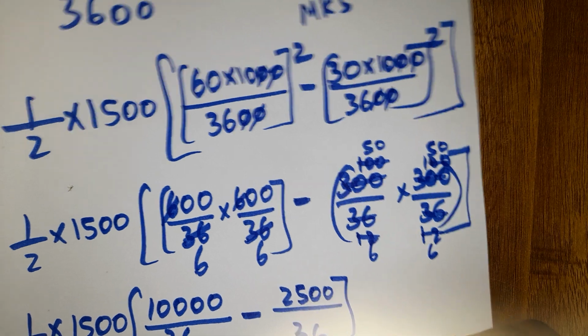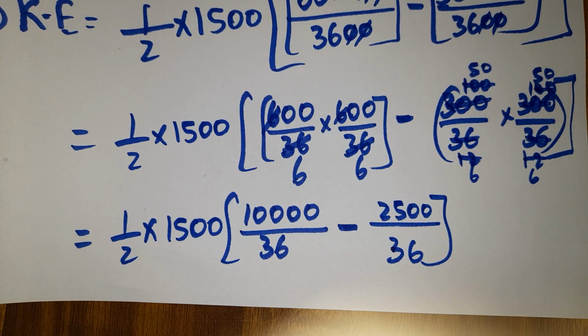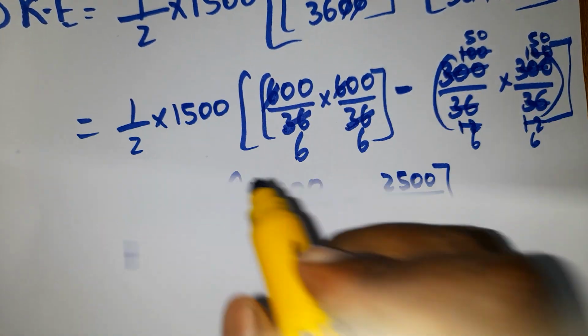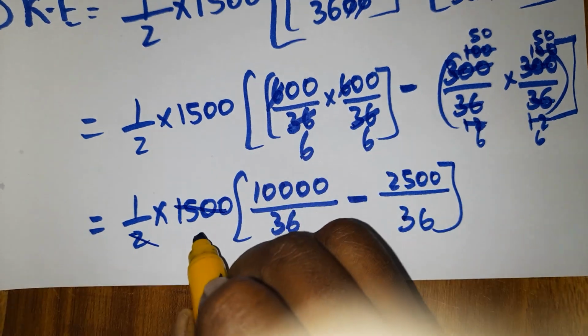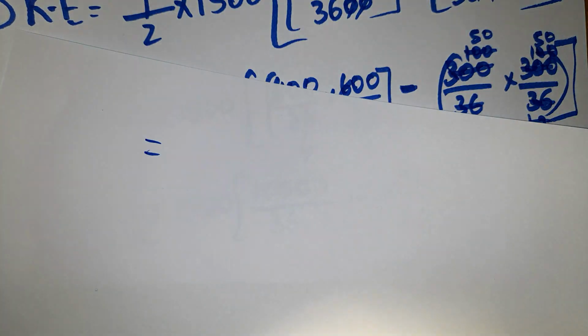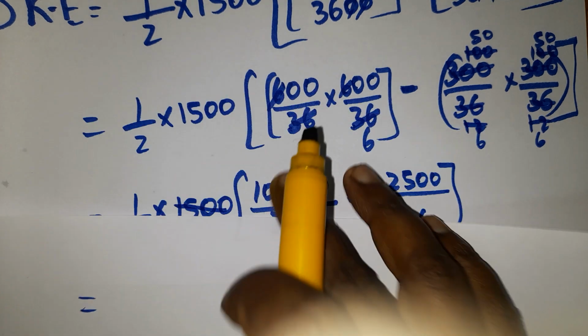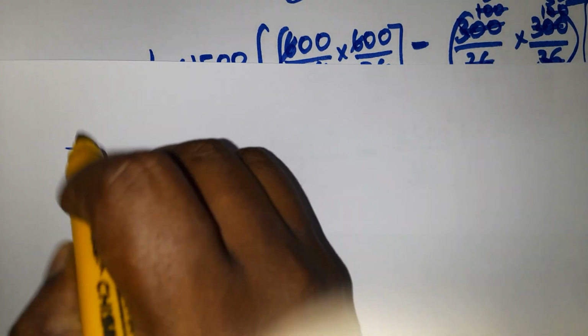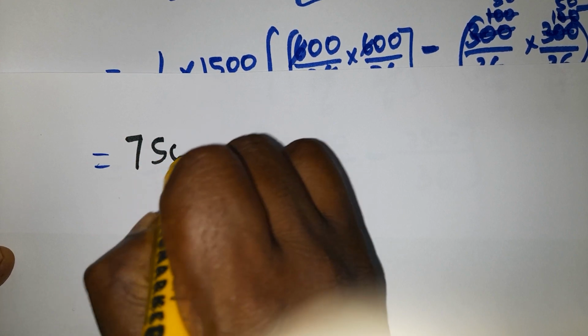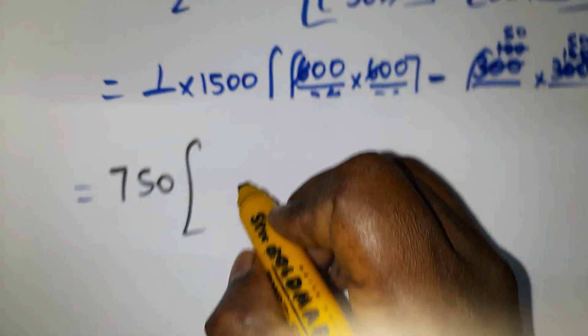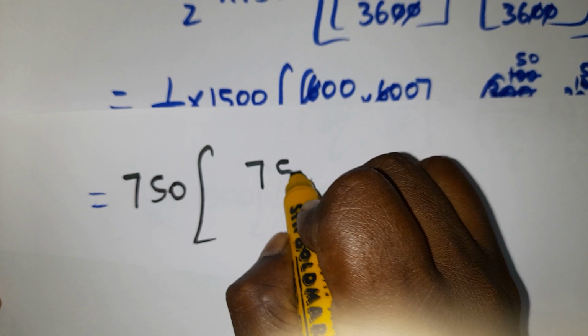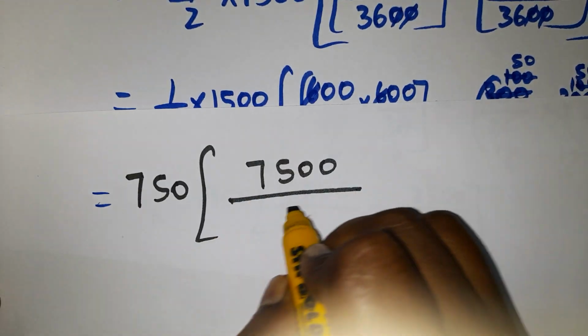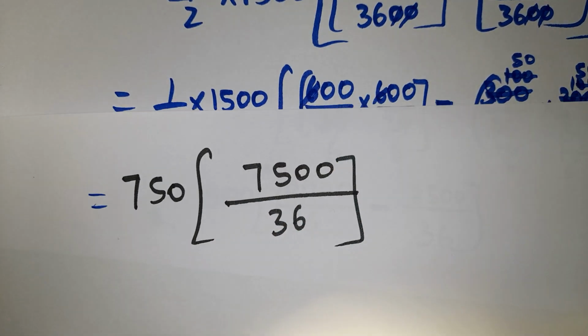So next step, we just do a subtraction: 10,000 minus 2,500, with the denominator the same. No need to do any conversion again. In this cancellation, exactly half of 1500 is 750. Inside, 10,000 minus 2,500 gives 7,500 divided by 36. This is the final calculation we get.